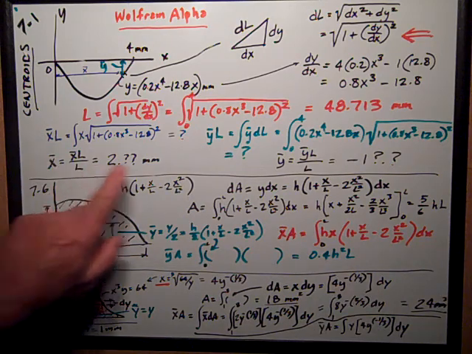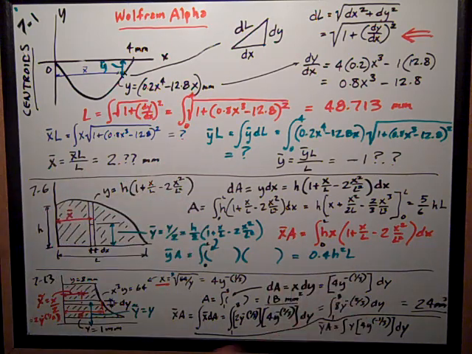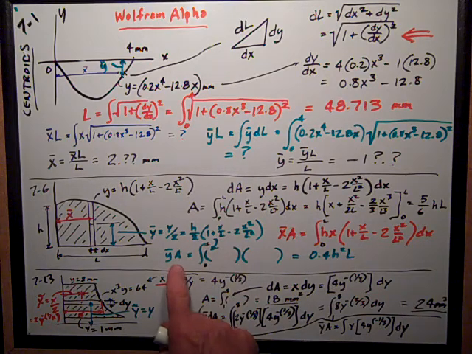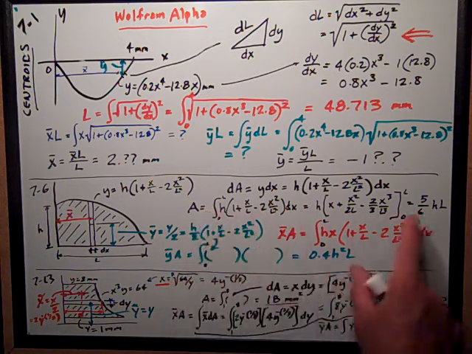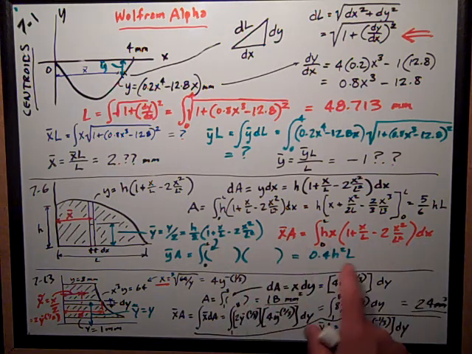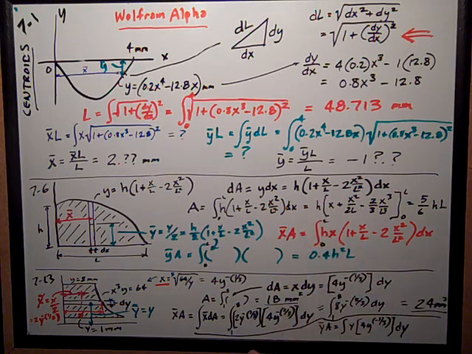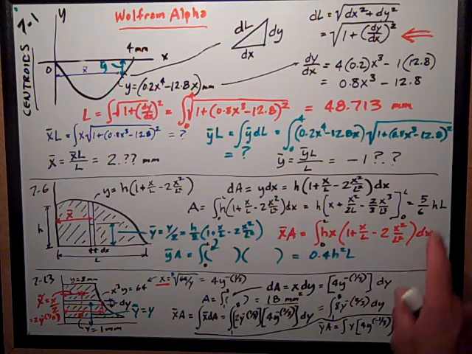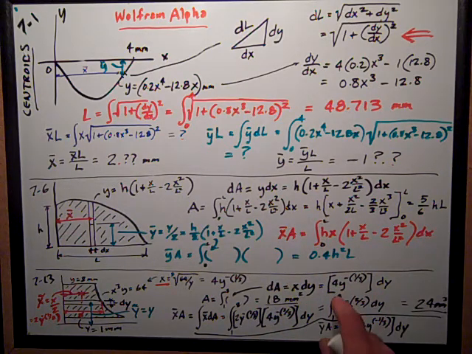Then using this exact same formula, y bar is equal to y bar A divided by A. x bar is equal to x bar A divided by A. And you get some fraction, expressed in terms of h and L.